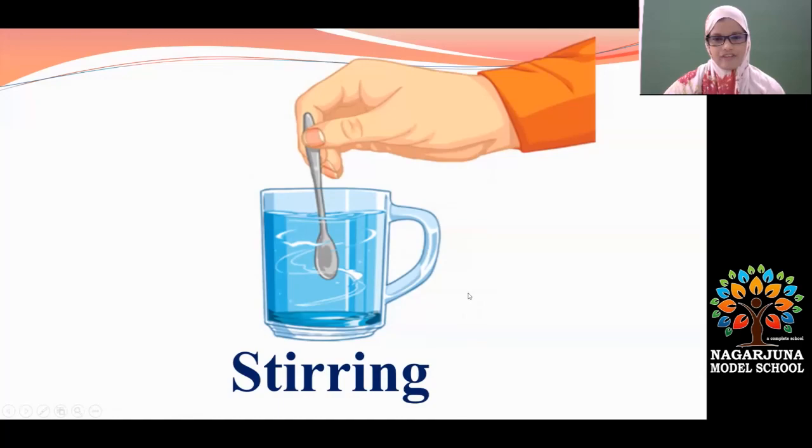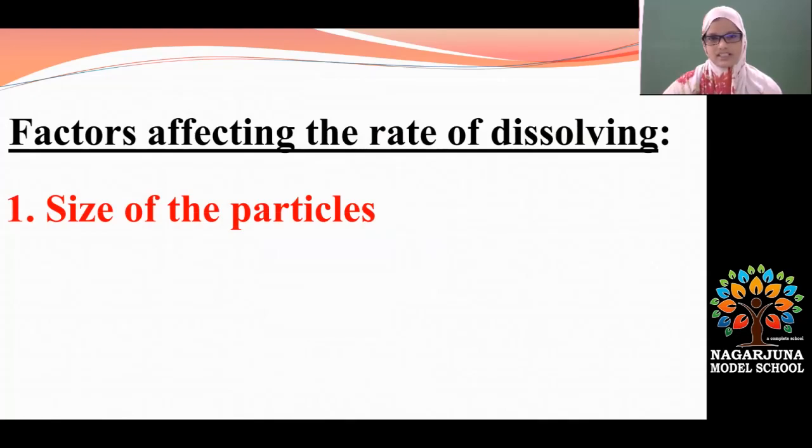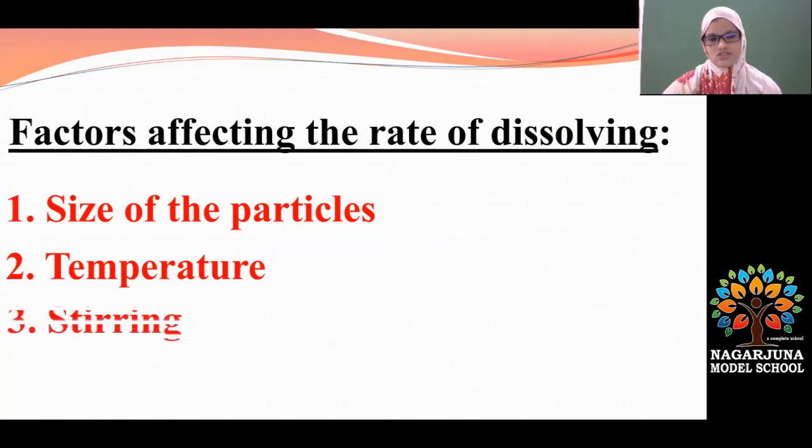Let's check the factors all together. So now tell me which factors are affecting the rate of dissolving. What is the first one, children? Yes. Size of the particles. What is the second one, children? Yes. Temperature. What is the third one, children? Stirring. These are the three factors affecting the rate of dissolving. Children, now we have learned about solubility and the factors affecting the rate of dissolving.